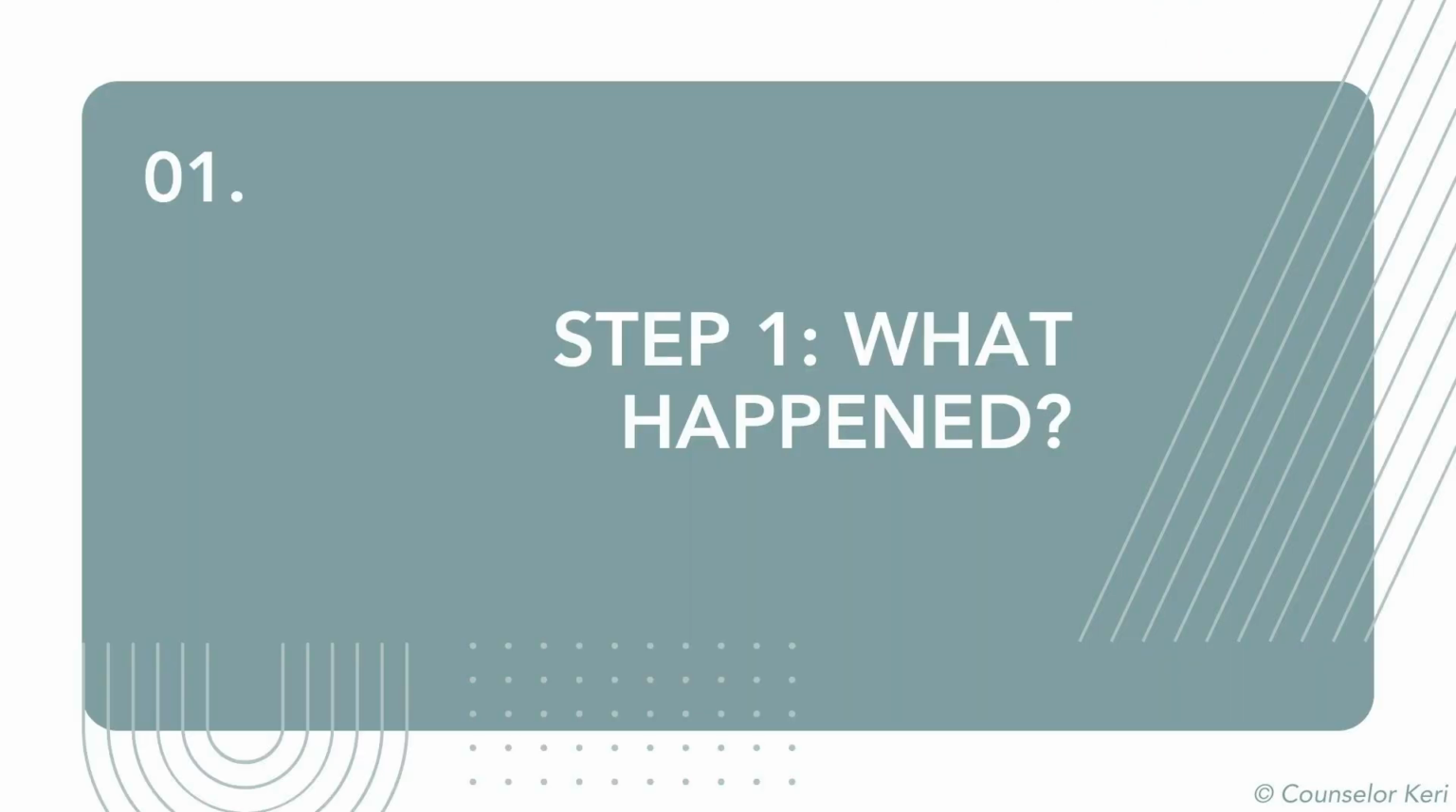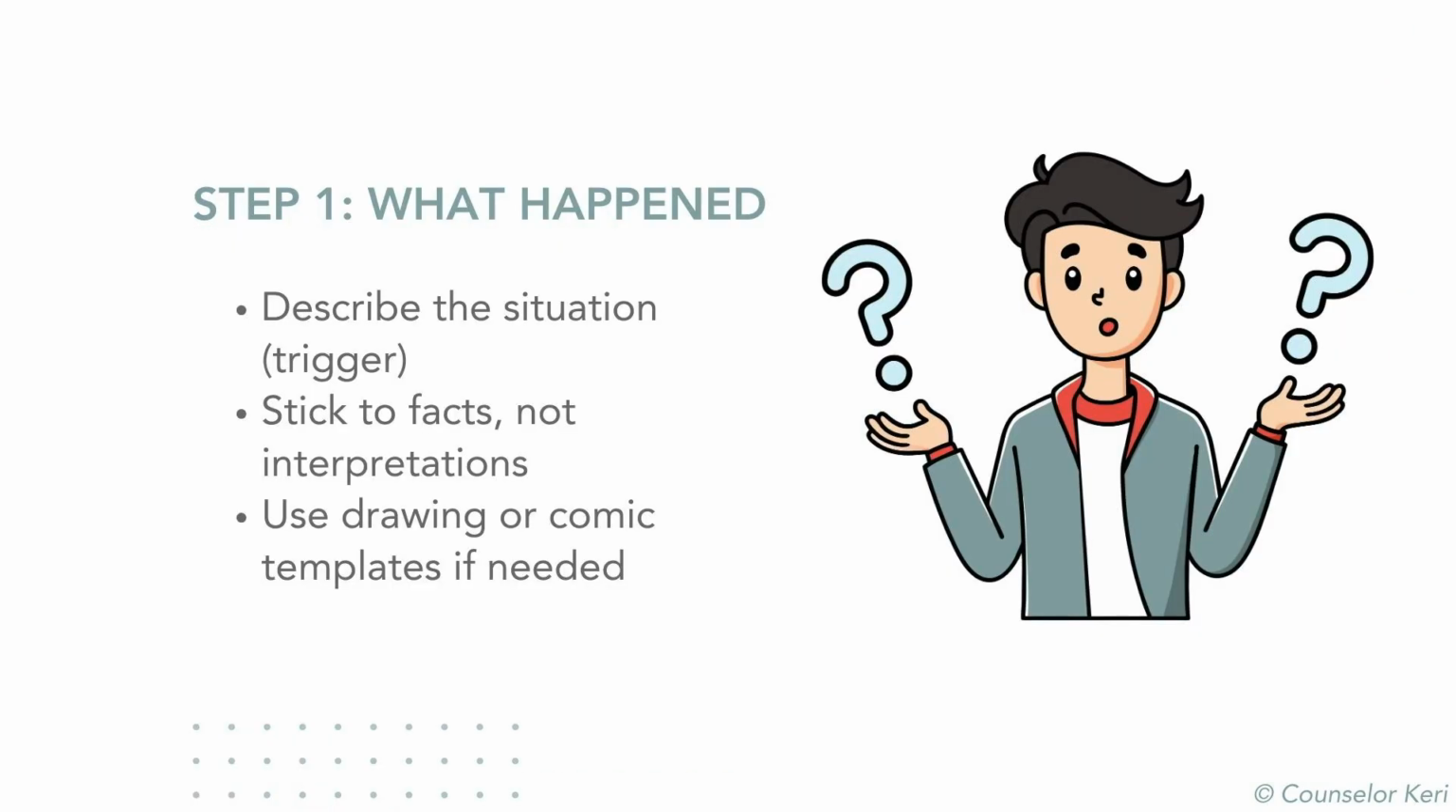The first step on the map is step 1, what happened. In step 1, we start with what actually happened. We describe the situation or the trigger. We aren't focusing on how the student felt about it or the interpretations or conclusions they're drawing from it. So we're starting with, I didn't get called on in class, not, my teacher hates me. This keeps the map rooted in observable facts, which helps with clarity.